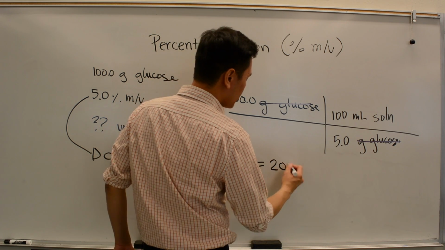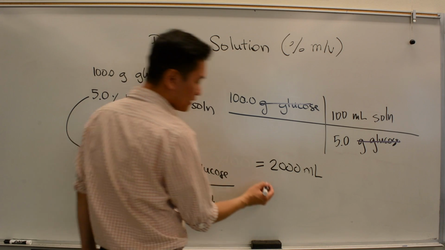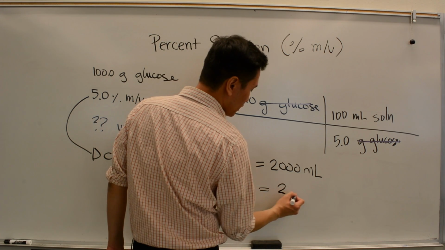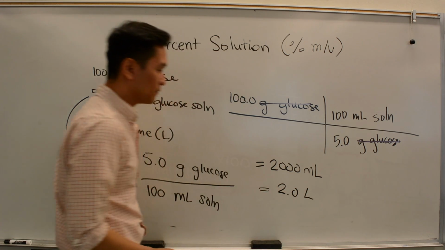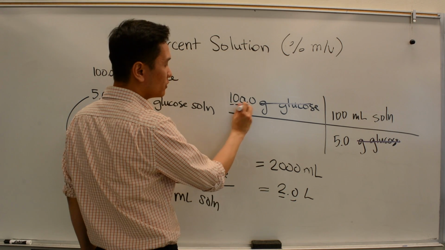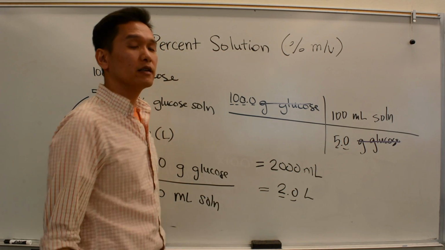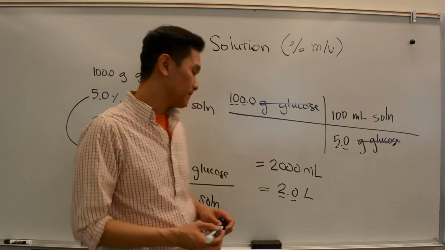That's 2,000 milliliters. But again, we want our answers in liters, so that's 2.0 liters. Now, why is it 2 sig figs? Going back here, there's 1, 2, 3, 4 sig figs, and 1, 2 sig figs. So our answer finally has 2 significant figures.